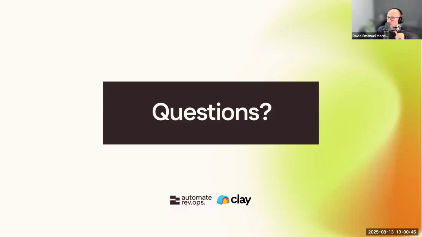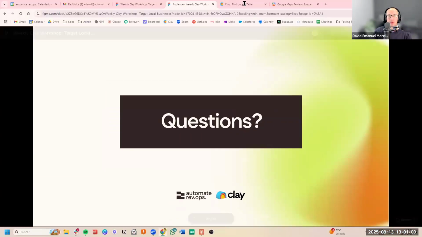We have another question. Is there any way we can use this without using Clay credits? Maybe use a cheaper API? Yeah. If you want to find the reviews, you can use Apify. Apify would be cheaper for you. Let me show you here.